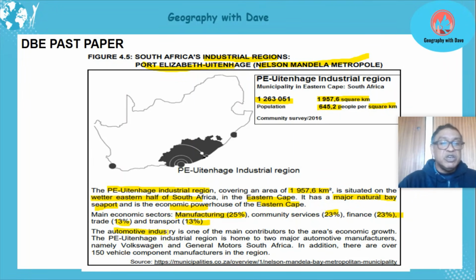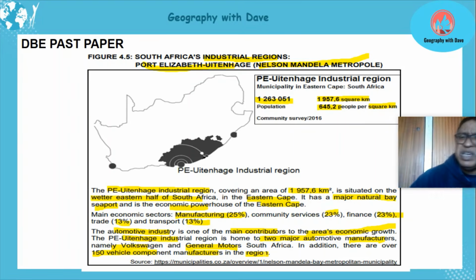The automotive, the vehicles, is one of the main contributors to the area's economic growth. Why is the examiner picking on the automotive or the motor vehicle industry? All right, most probably something is going to pop up, eh? Just remember the specifics here. Okay, that's how you read, that's how you get it. The PWV industrial region is home to two major automotive manufacturers, Volkswagen and General Motors. All right, South Africa. Okay, and there are over 500 vehicle component manufacturers in the region.